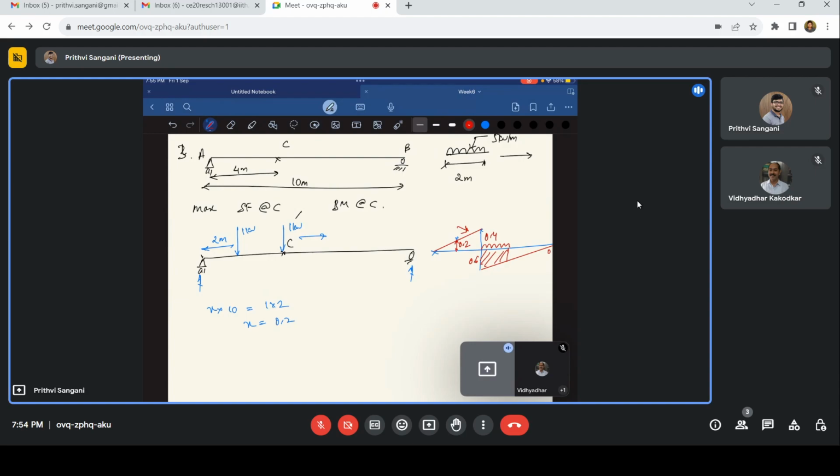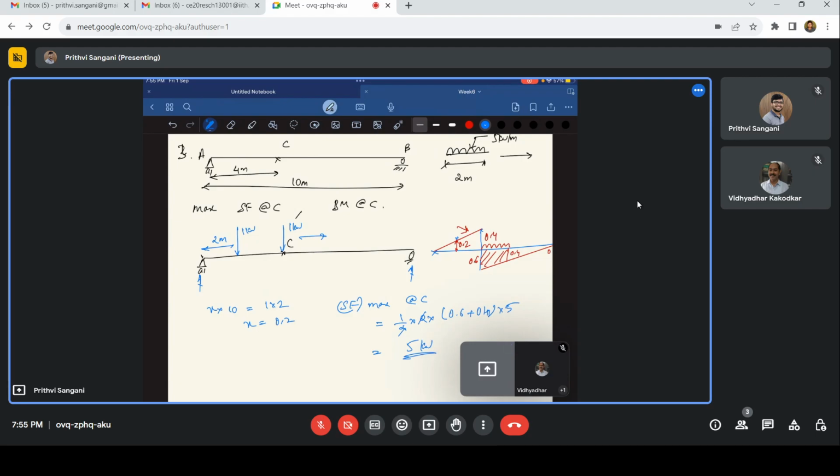So if this point is 0.6, this is 0, and this complete length is 6 meters, so this is 0.4. So shear force maximum at C is half times 0.6 times 2 times 0.6 plus 0.4 times 5. And this is 5 kilonewtons.